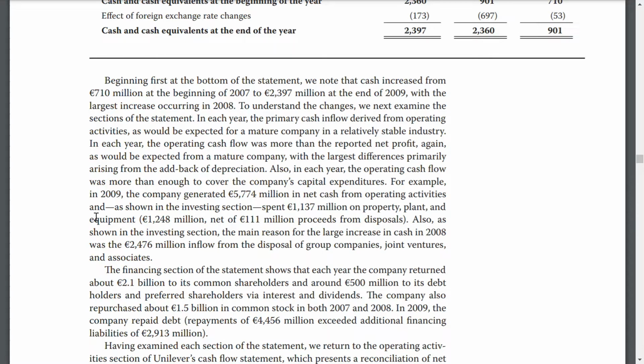In each year, the primary cash inflows derived from operating activities, as would be expected for a mature company in a relatively stable industry. In each year, the operating cash flow was more than the reported net profit, again as would be expected for a mature company, with the large difference primarily arising from add-backs of depreciation. Also, in each year, the operating cash flow was more than enough to cover the company's capital expenditures.